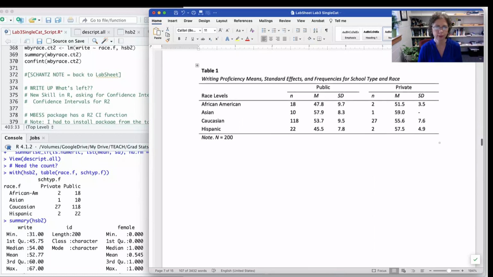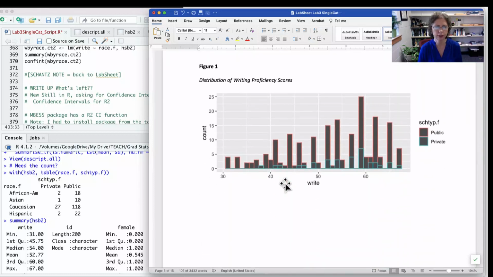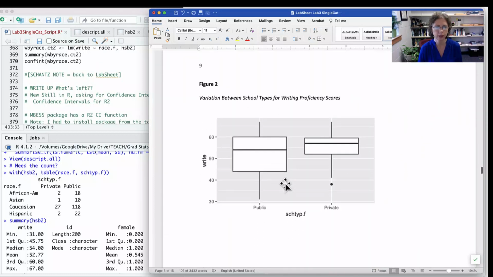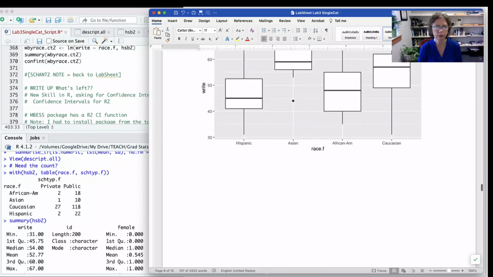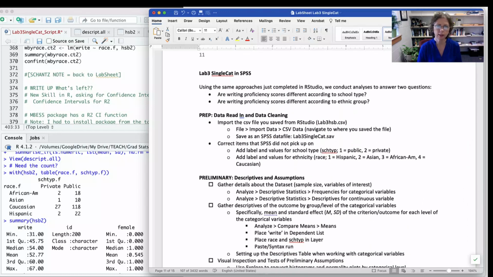Alrighty, the table, I have some figures there that you can check out, and this would be a good place for a break. Take a little pause, go shake it off, and next we will start the lab for SPSS.